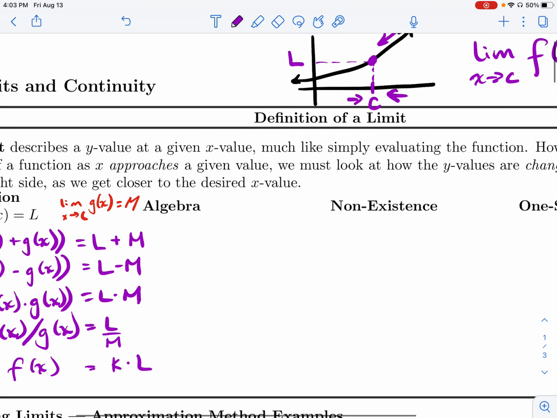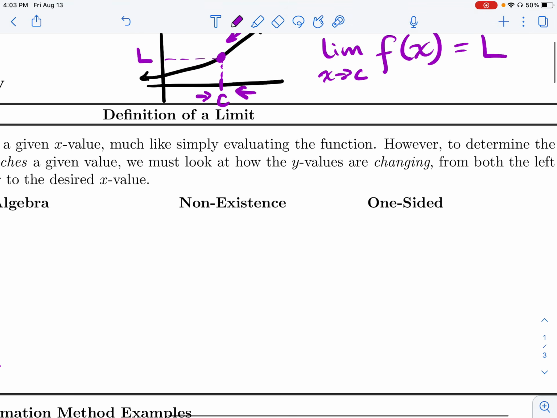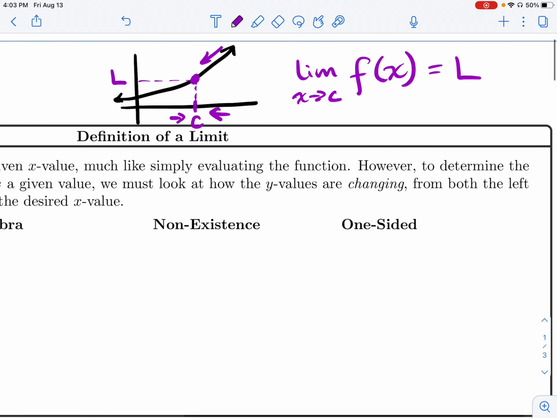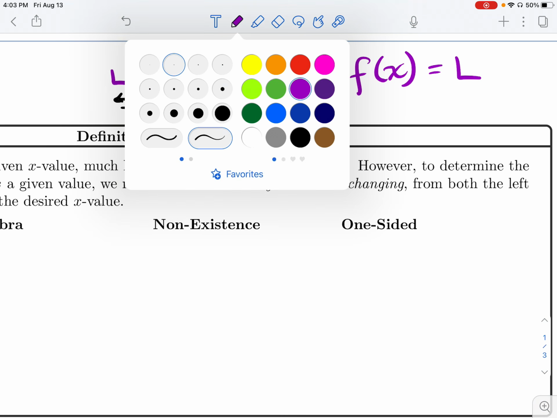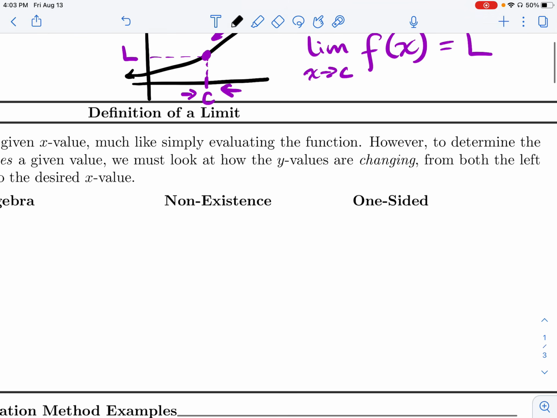But the big idea behind a limit is just understanding that it's a way of describing the y value of a function at a given x value. Now, we talked about earlier that one of the conditions for a limit existing is that we need to be approaching the same value from both the left and the right-hand side. So this is a good segue into a discussion of non-existence of limits. When does a limit not exist?